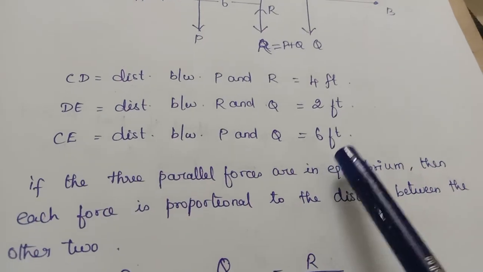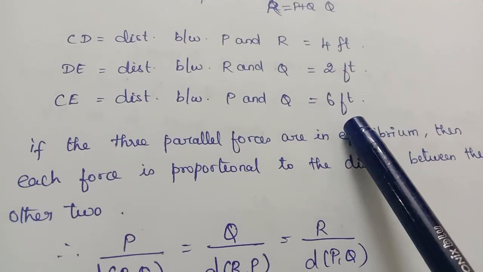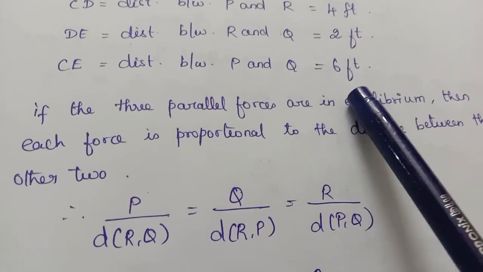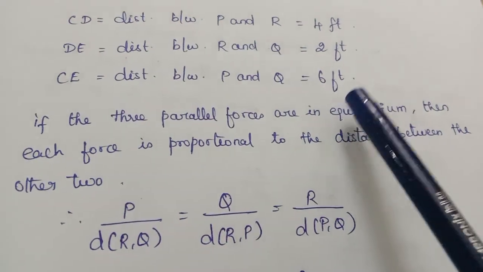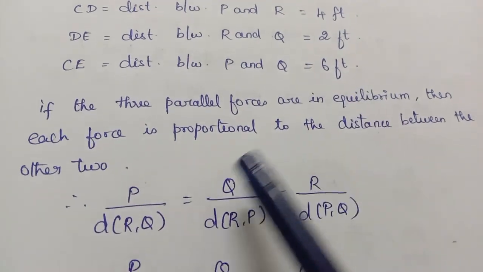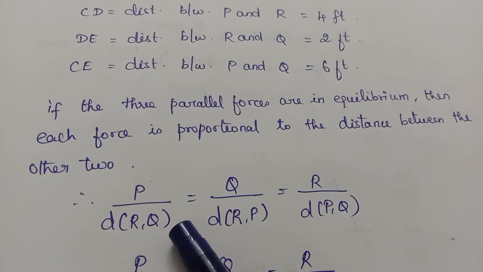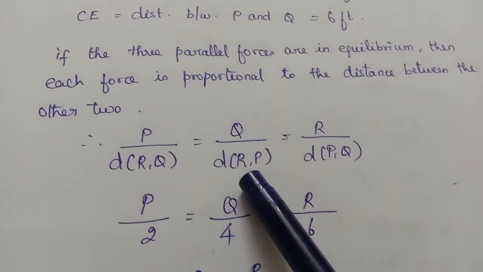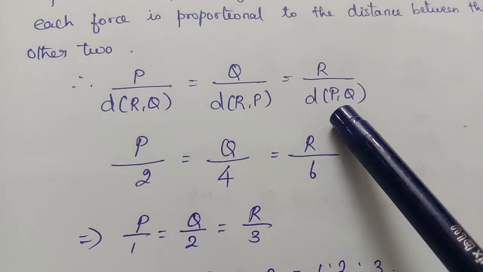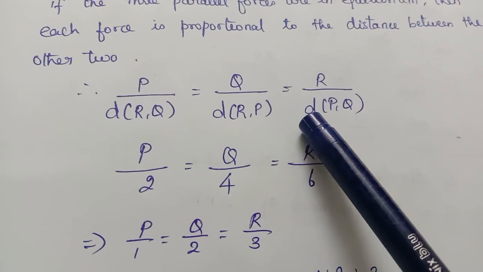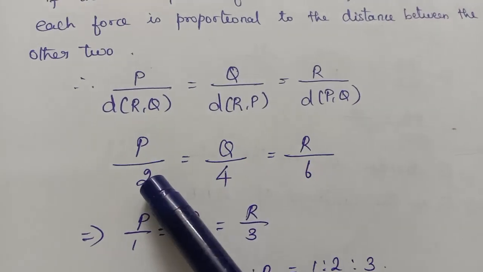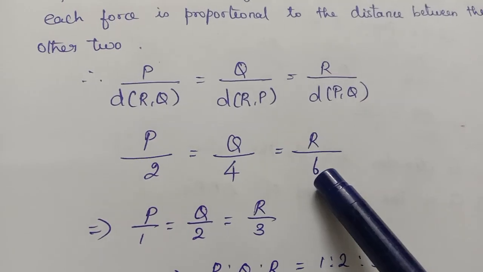What is the condition of equilibrium for three coplanar parallel forces? Each force is proportional to the distance between the other two forces. So P is proportional to the distance between RQ, Q is proportional to the distance between RP, and R is proportional to the distance between PQ. It is enough only if you write this alone. Okay, right. So P by 2 equals Q by 4 equals R by 6.